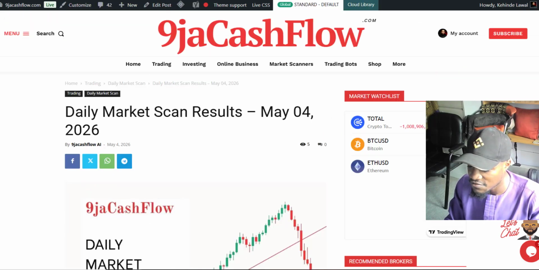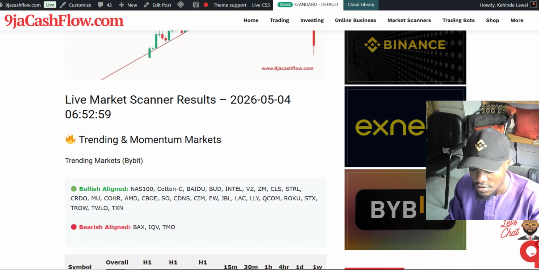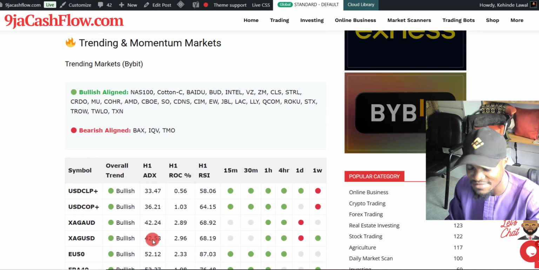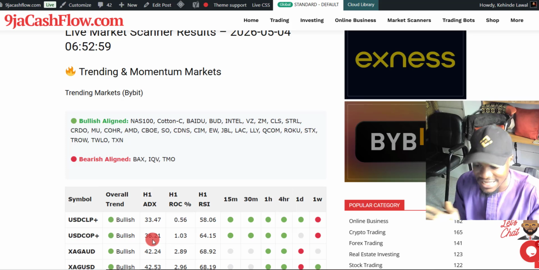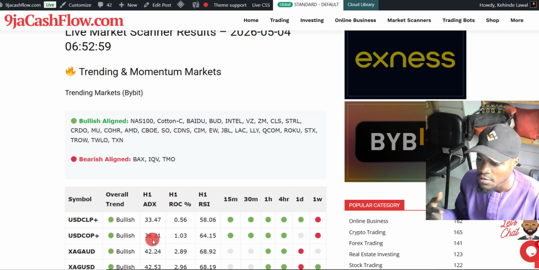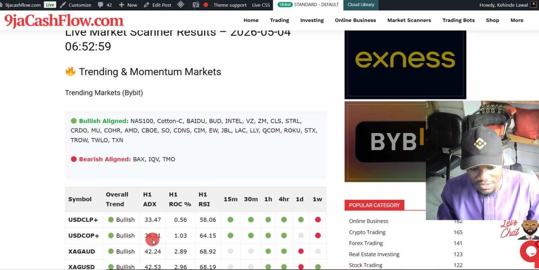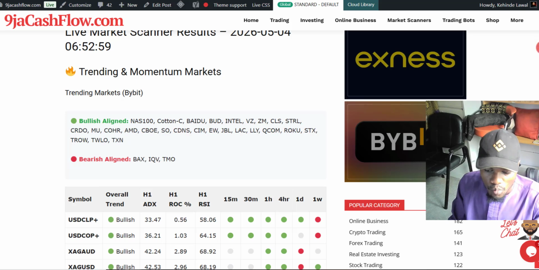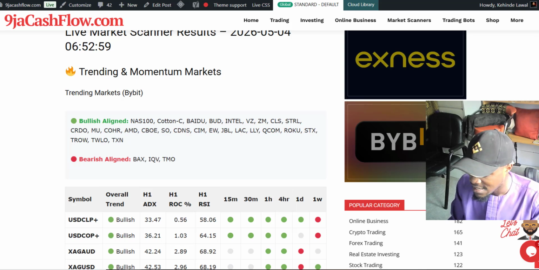As you can see, if you scroll down, these are markets that are bullish, and these are markets that are bearish, and all their trends are the same. So basically, these are trending and momentum markets. Trending market means it has a clear trend, it has a clear direction, and momentum means it's moving fast, it's not slow. Because if it's not moving fast, then you might enter a trade and have to wait for so long. So this is for momentum markets and trending markets.